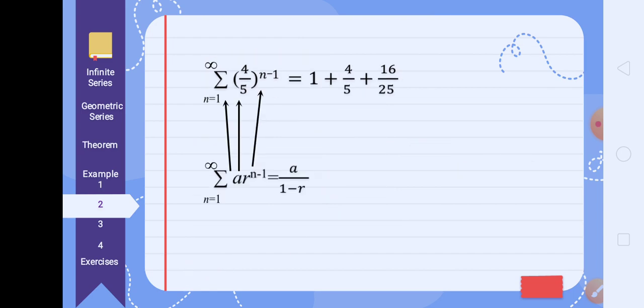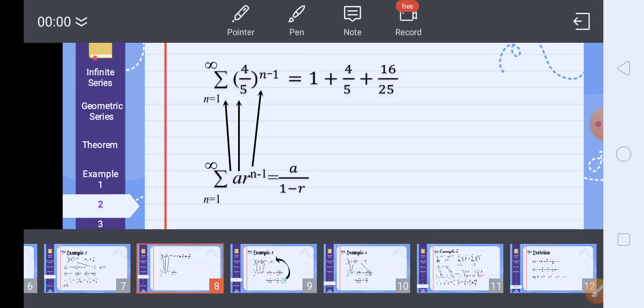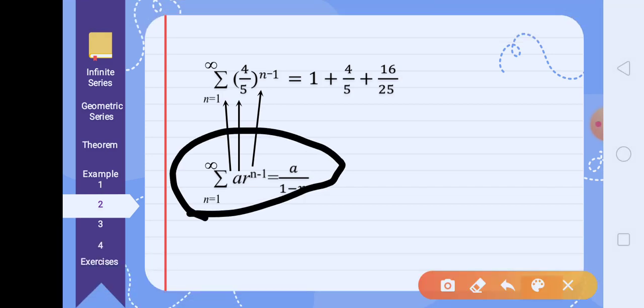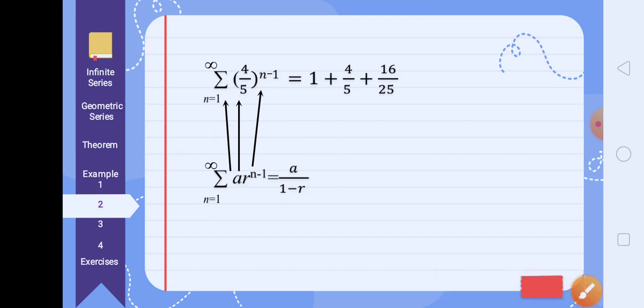Example number 3. To find the common ratio and the first term, we can use this formula. The summation of 4 over 5 raised to the power of n minus 1, where n is equal to 1. And this is our ratio.